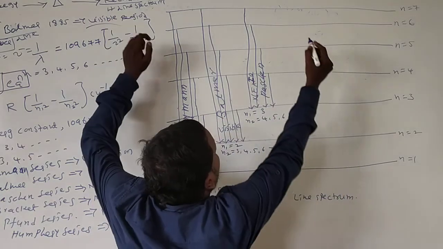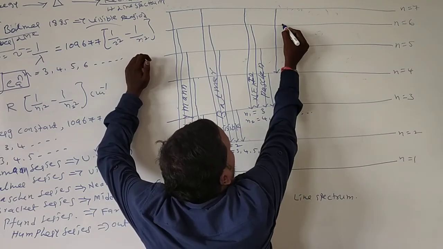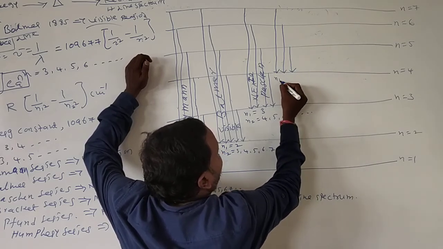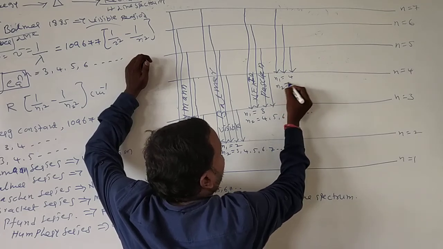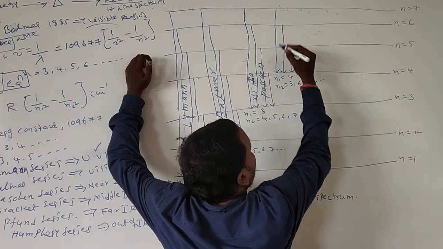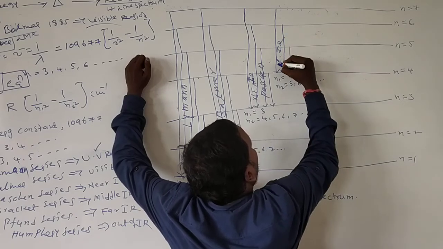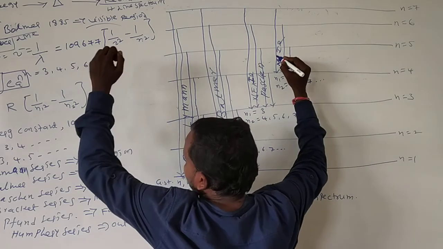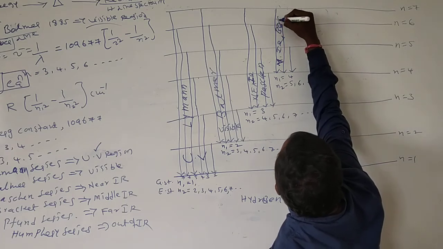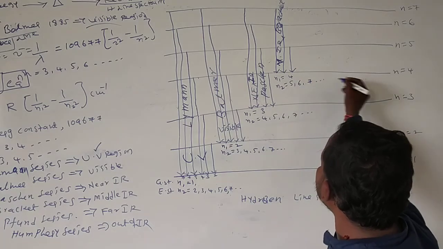If an electron jumped from the 7th energy level to the 4th energy level, 6th to 4th, 5th to 4th, here n1 is equal to 4, n2 is equal to 5, 6, 7, and so on. These spectral lines are observed at the middle IR. We call this Brackett series of lines.